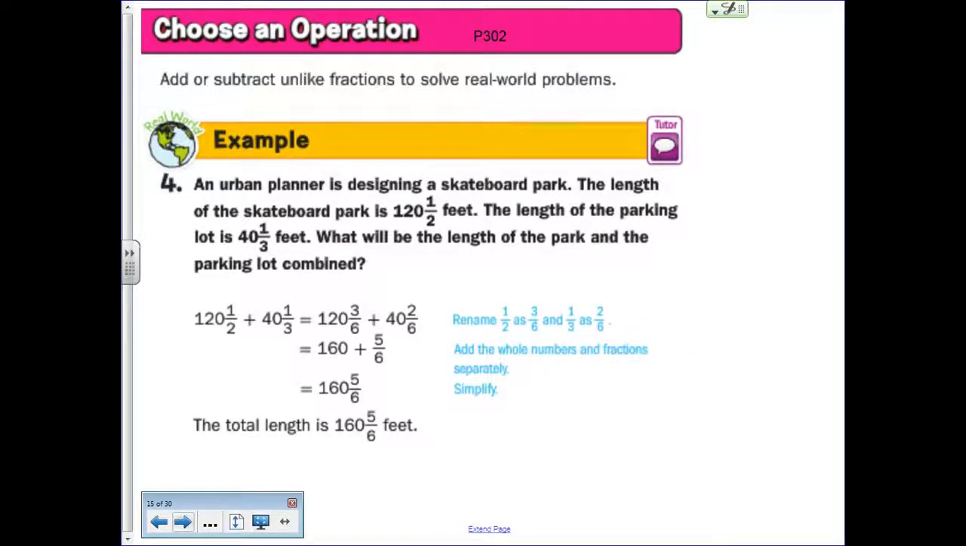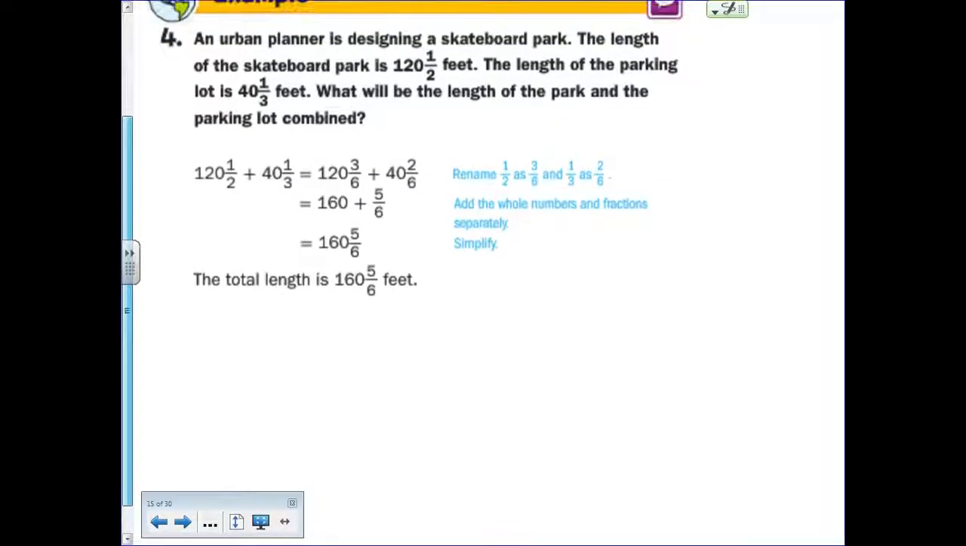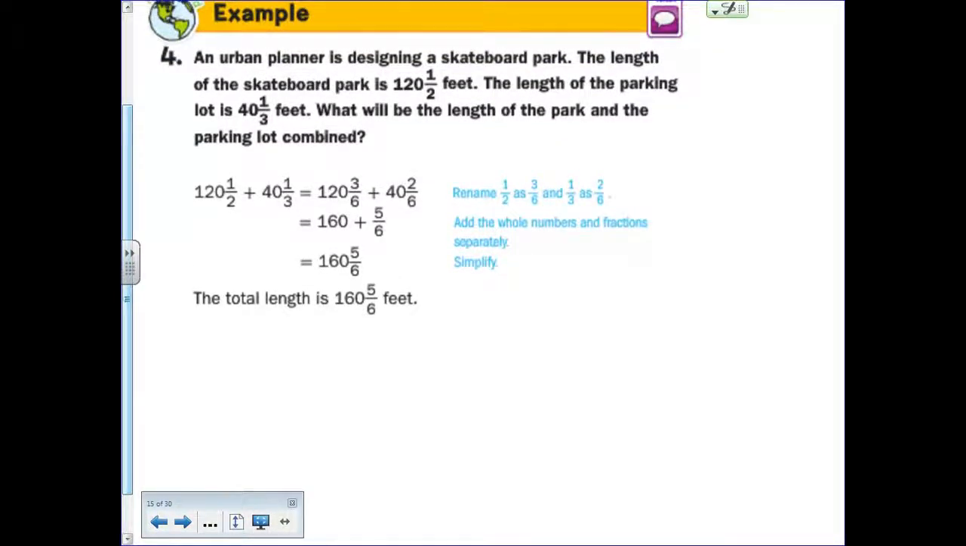All right, that brings us just down to this one last example on page 302, which says, an urban planner is designing a skateboard park. The length of the skateboard park is 102.5 feet. The length of the parking lot is 40 1/3 feet. What will be the length of the park and the parking lot combined? Well, since we are looking for what they are combined, that tells me what I need to do with my two numbers. I need to add them.